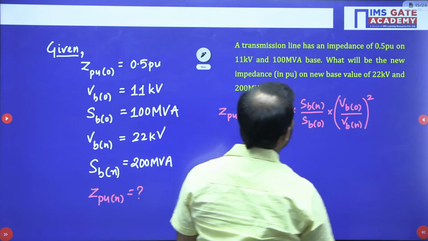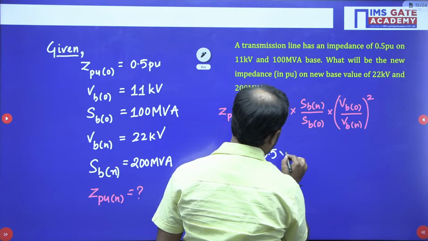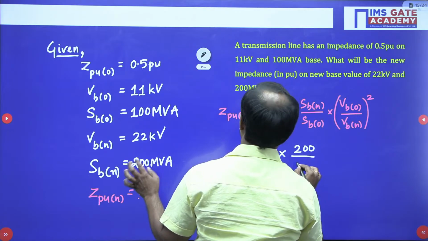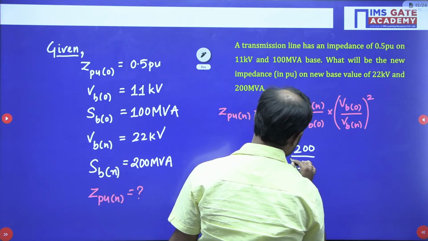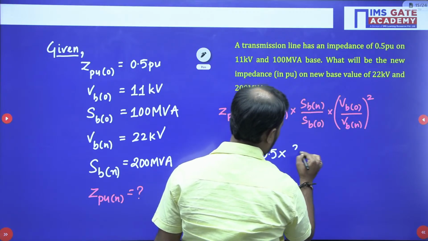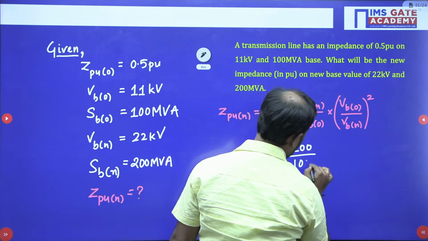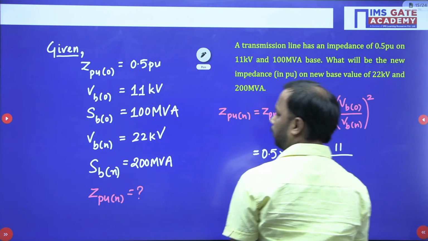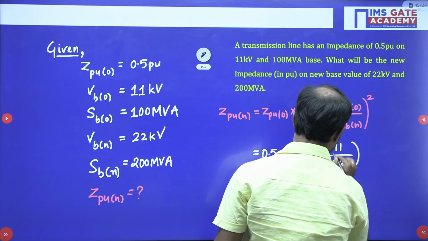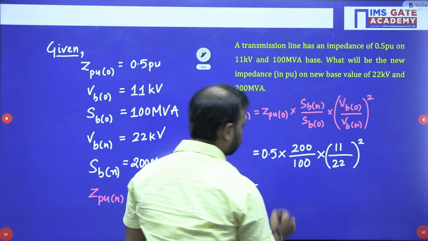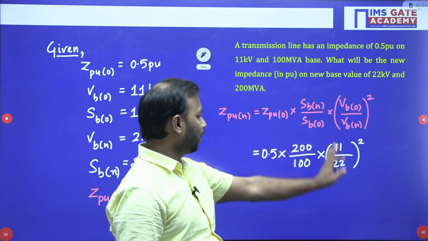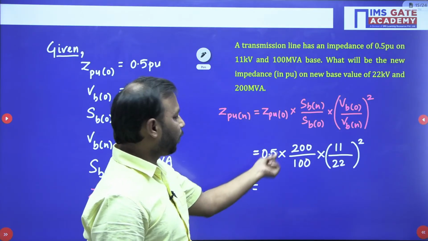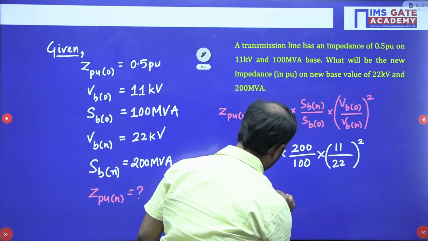So Z per unit old was 0.5, S base new is 200, S base old is 100. So 200 divided by 100 into V base old is 11 divided by V base new, which is 22, whole square. Let us simplify it. So this will be 1 by 2 whole square, which means 1 by 4. Here 2 will come, so this is 1 by 2. So 0.5 divided by 2 is 0.25 per unit.